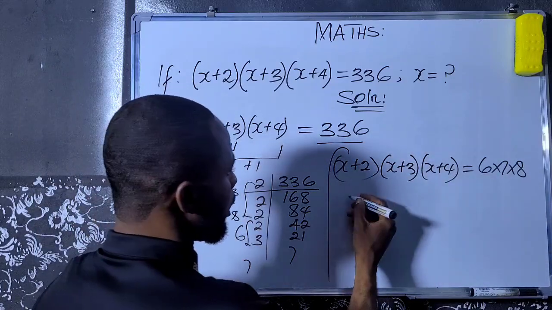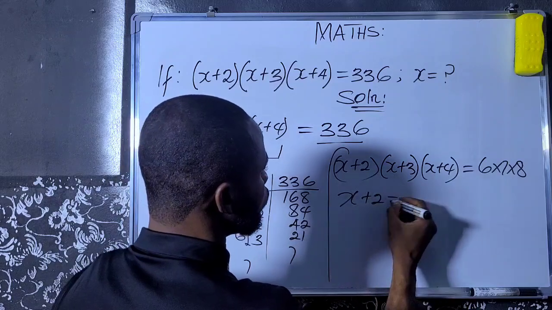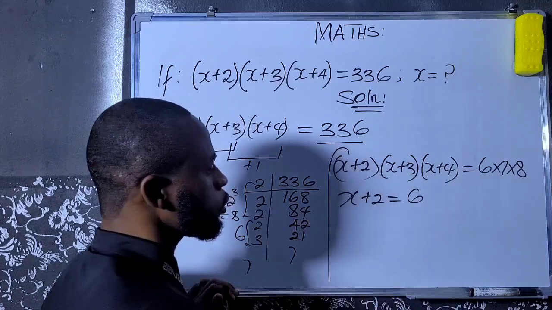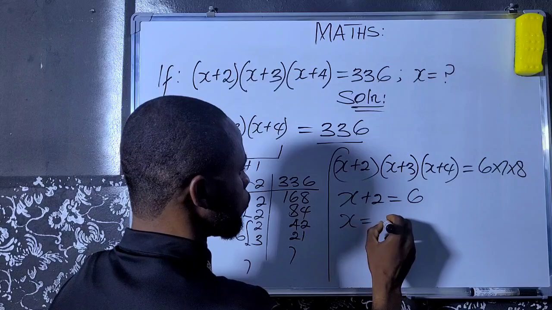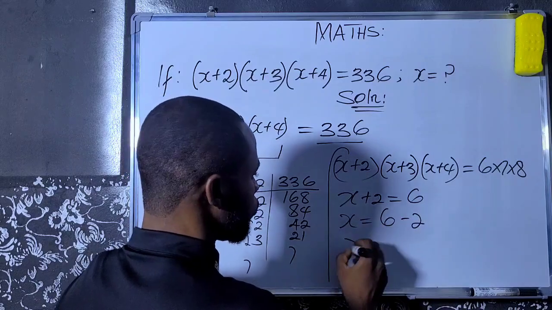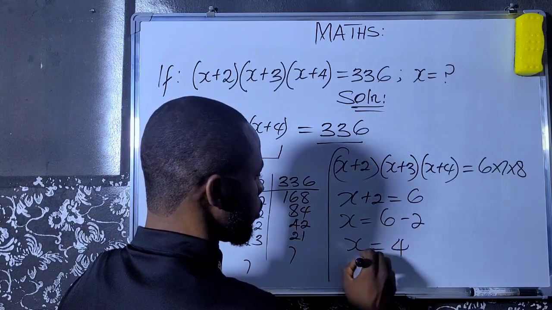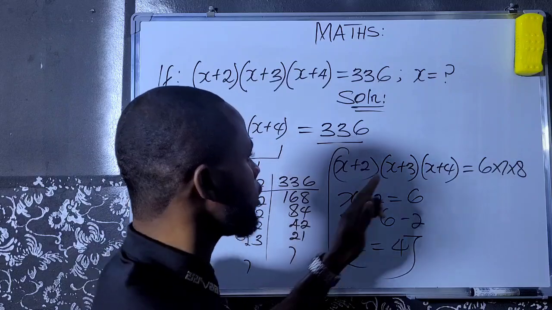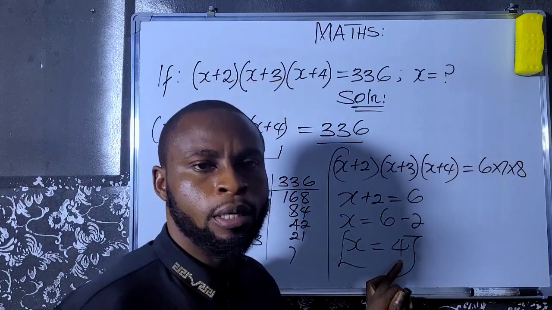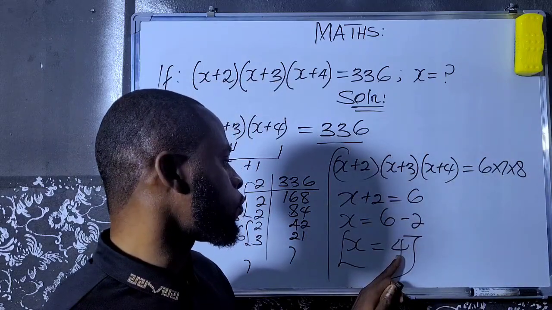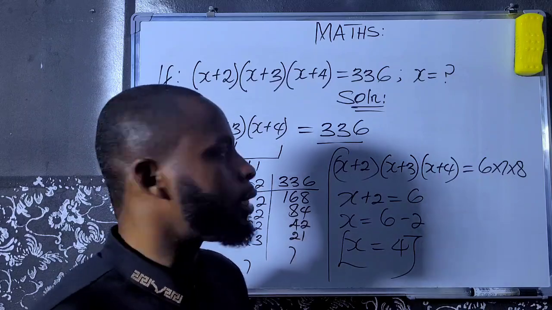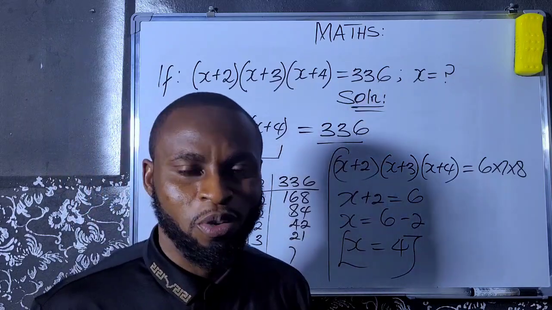Then what you are going to do now is compare this. In that case, we have here x plus 2 equals 6. Therefore, x equals 6 minus 2. Therefore, x equals 4. If you pick any of these, you have this, which means x equals 4 is the value of x that will satisfy this equation.